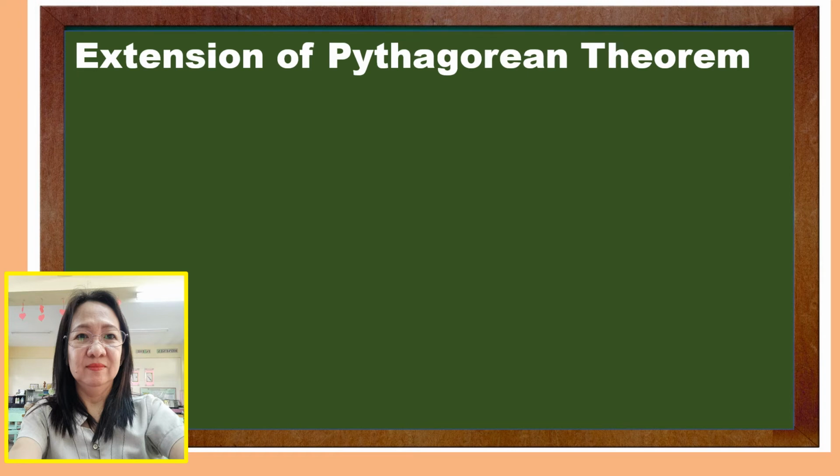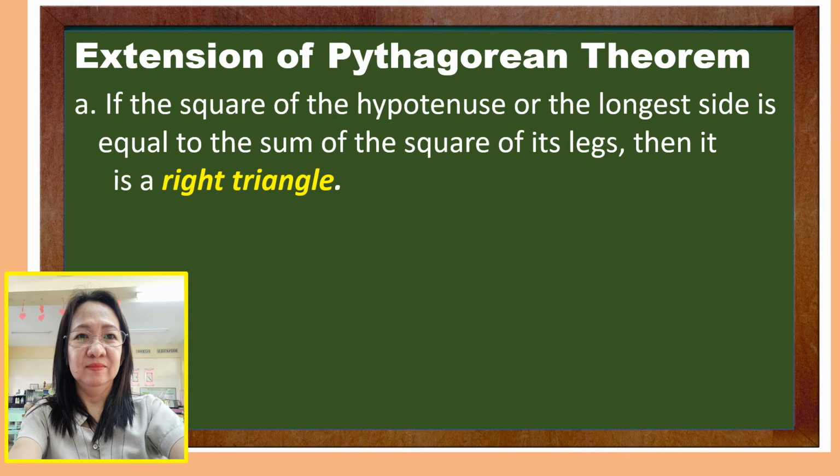Let me give you the extension of the Pythagorean Theorem. The first one: if the square of the hypotenuse, or the longest side, is equal to the sum of the squares of its legs, then it is a right triangle. This is stated in our Pythagorean Theorem. So we have to use the formula c squared is equal to a squared plus b squared.